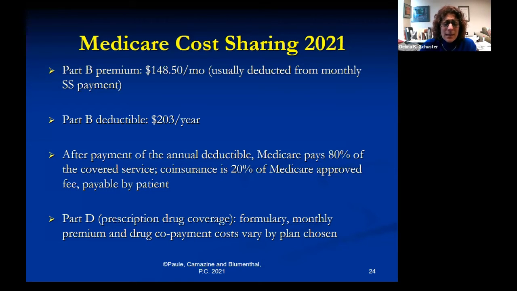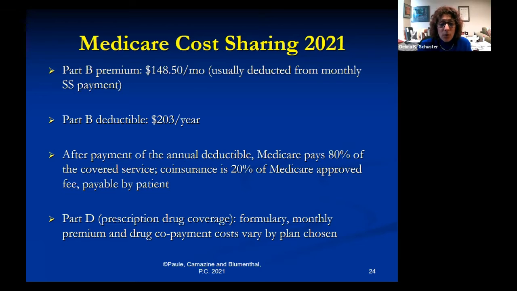The Part B deductible is $203 per year. And again, this changes every year. If you go to ssa.gov, you can find out what the payment is for 2020, and around December of every year, that's when Social Security publishes the upcoming rates for all of the Medicare parts.